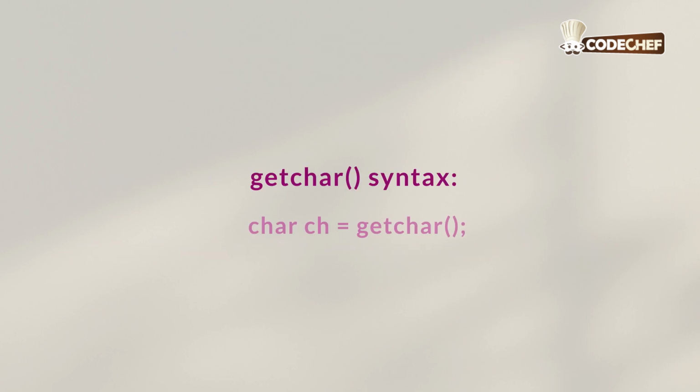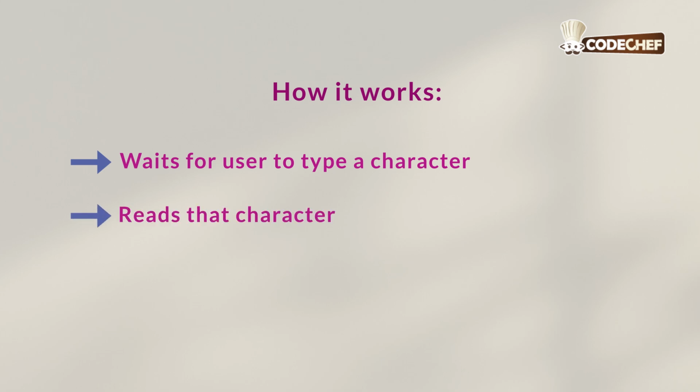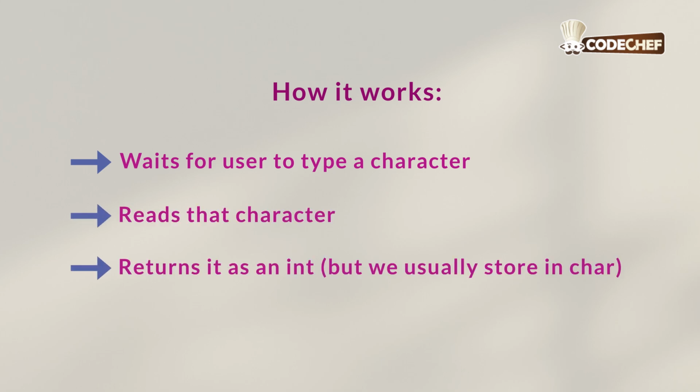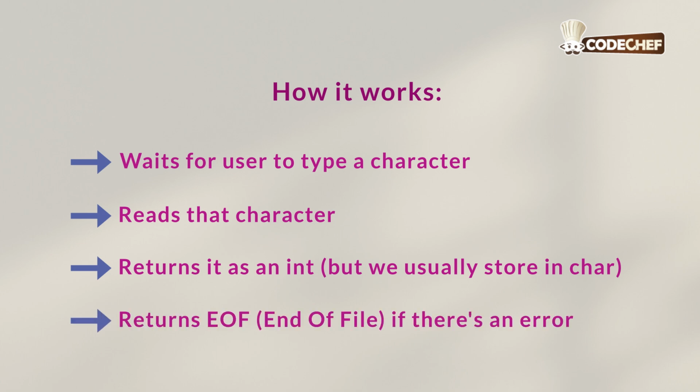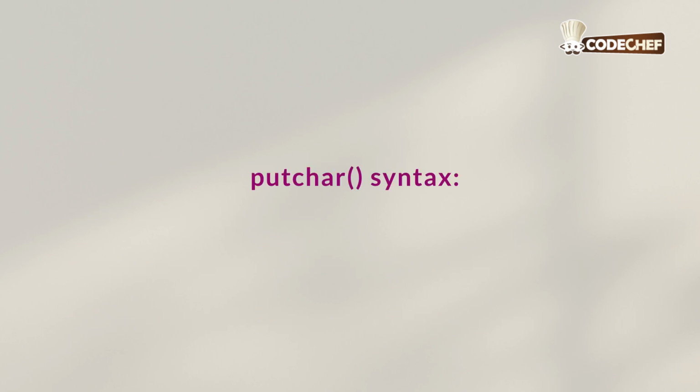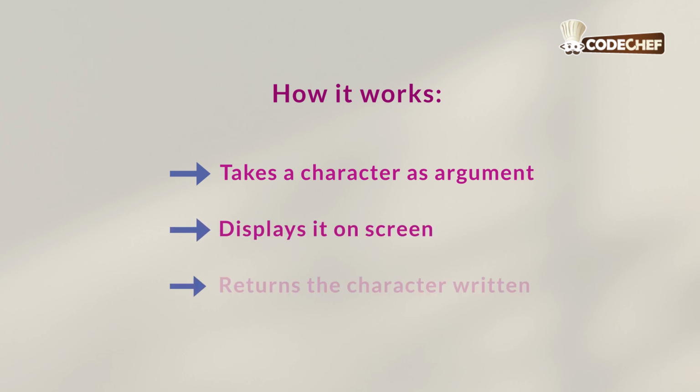The syntax for getchar is char ch = getchar(). How it works is you wait for the user to type a character. It reads that character and returns it as an integer, but we usually store it in a char. It returns EOF, end of file, if there's an error. And for putchar, the syntax is putchar(character). How it works is it takes a character as argument, displays it on screen, and returns the character written.